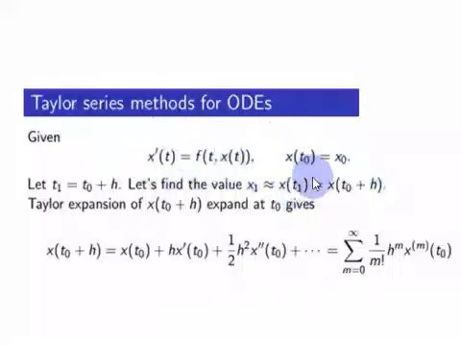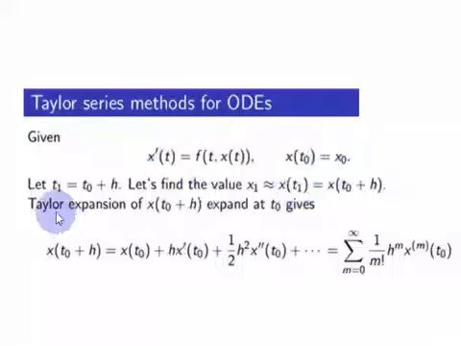Suppose this is your initial value. x is the unknown function, but we know the value of x at t naught, which is equal to x naught. So the unknown function x evaluated at t naught is equal to x naught. We only know that point, so we are going to find the unknown function x by solving this numerically.